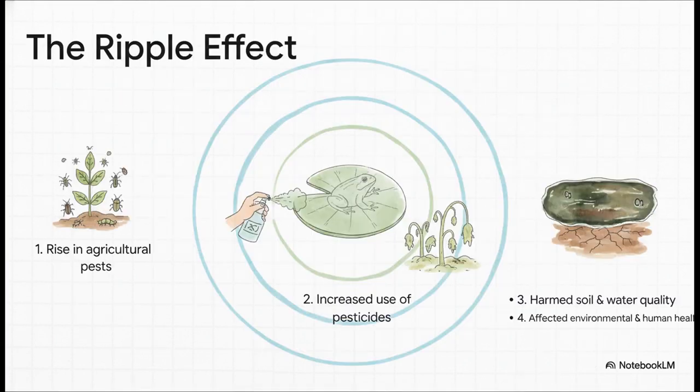The fallout was a textbook example of an ecosystem getting thrown completely out of whack. With no frogs to eat them, the populations of insect pests exploded. This forced farmers to use way more chemical pesticides. And those chemicals, well, they poisoned the soil, they polluted the water, and they ended up harming the health of the entire ecosystem, including the people who lived there.